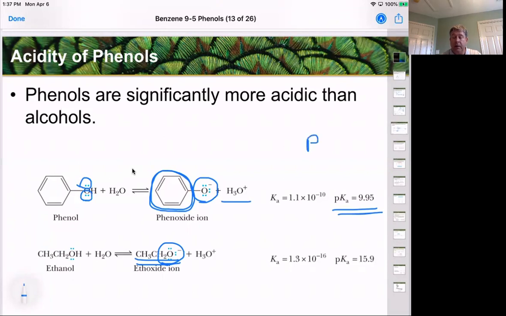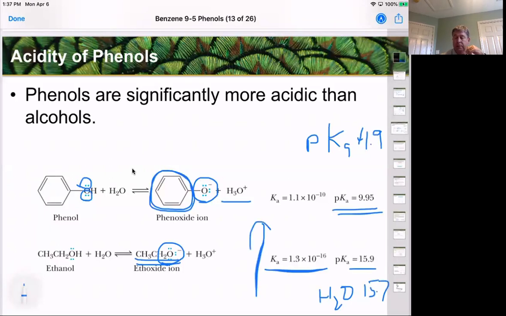Remember, acetic acid, our carboxylic acid, has a pKa of 4.9 right here. And our alcohols are closer to that of water at 15.9. And water, remember, has a pKa of 15.7. Okay, so it's more acidic than water, it's more acidic than alcohol, but it's less acidic than acetic acid, a carboxylic acid. So it's right there in the middle of the two.